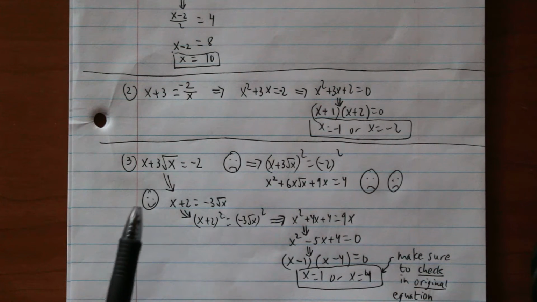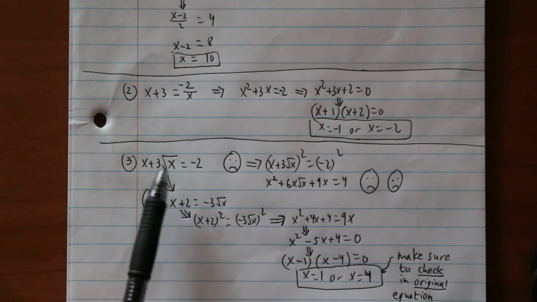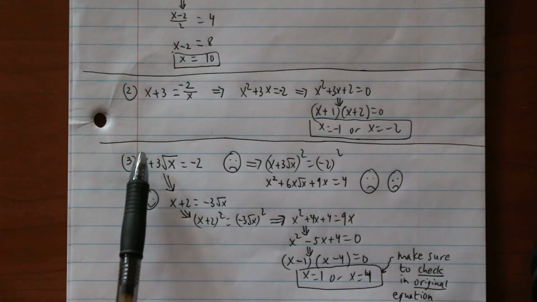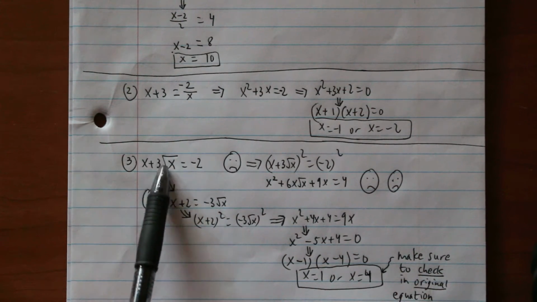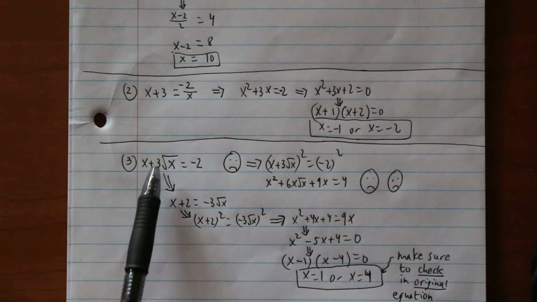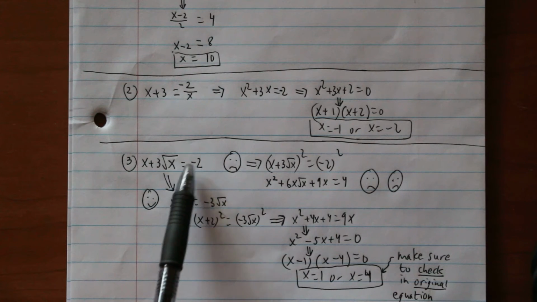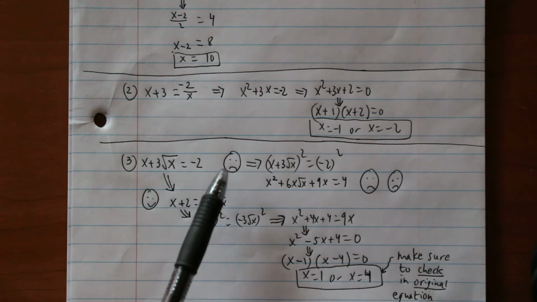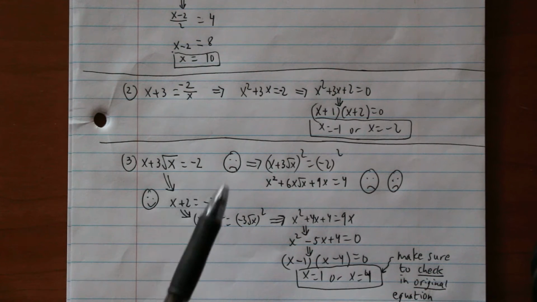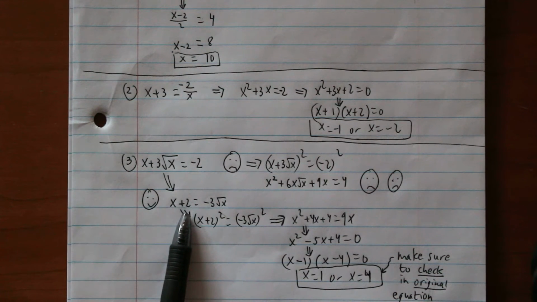To be a little lazy and clever, I'm going to move this to the right and move the negative 2 over, because if we leave this as it is and we move the x over, we're going to have a lot of negatives. We're going to have a negative 2 minus an x, and I don't want to have to deal with all those negatives, but it's going to come out to be the same thing. So I'm going to move this to the right, so that's negative 3 root x. Move the negative 2 over, so that's x plus 2.